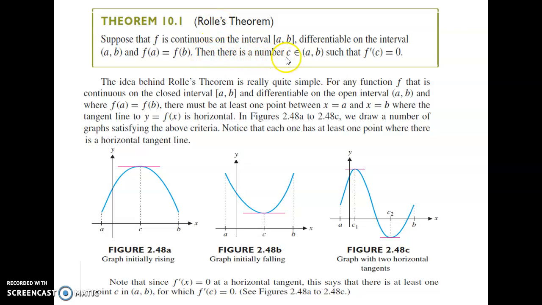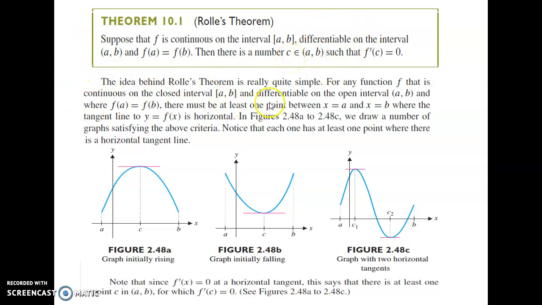Then there is a number c between a and b such that f prime c equals 0. That is, the slope of the tangent at x equal to c, where c is between a and b, is always 0. What do you mean by the slope of a tangent being 0? That means the tangent line is parallel to the x-axis. You know that whenever the line is parallel to the x-axis, the slope is always 0.